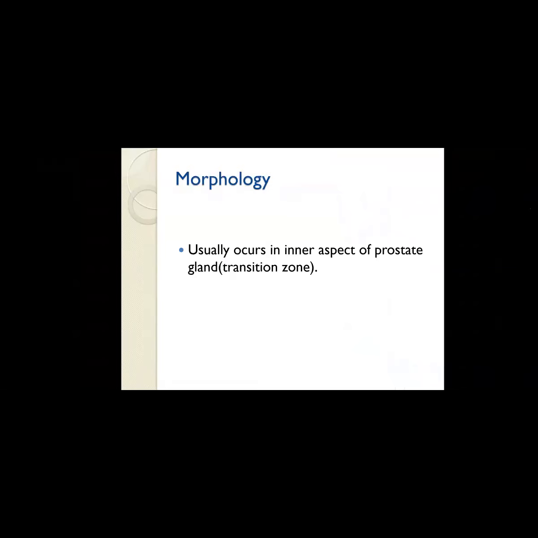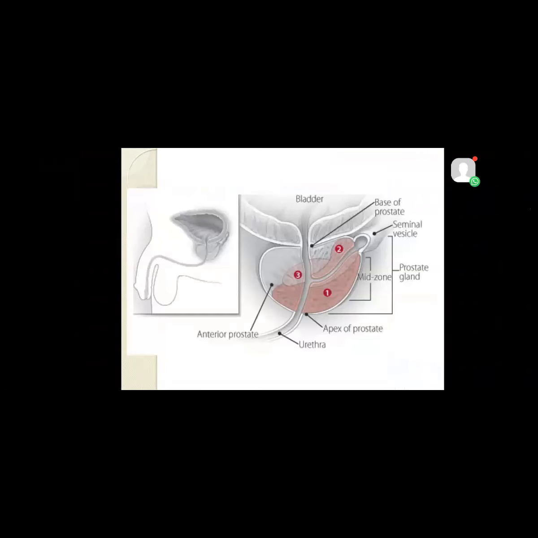Okay, so morphology. Usually BPH, or benign prostatic hyperplasia, occurs in the inner aspect of the gland, the transition zone. See the figure, number 3, which surrounds the urethra, that undergoes hyperplasia. Okay, an increase in the number of cells and also an increase in size, so thereby it obstructs the urethra. So the patient will find difficulty in freely passing urine, and they will present with urinary obstruction. So this central area, the transition zone of the prostate, will be affected here.